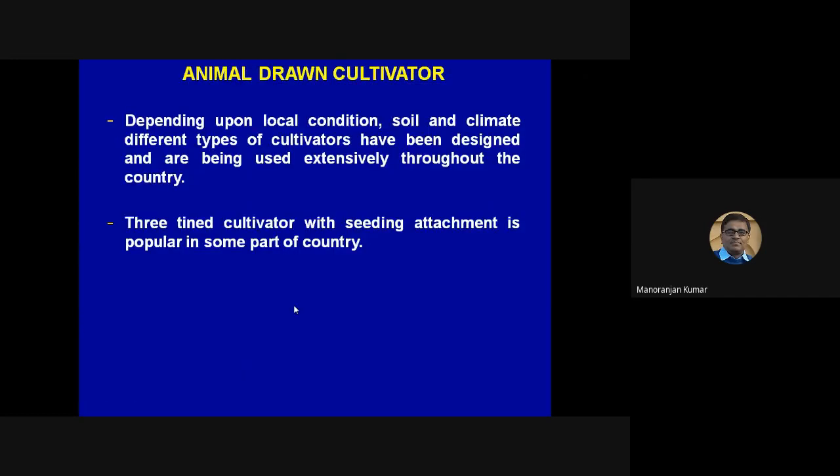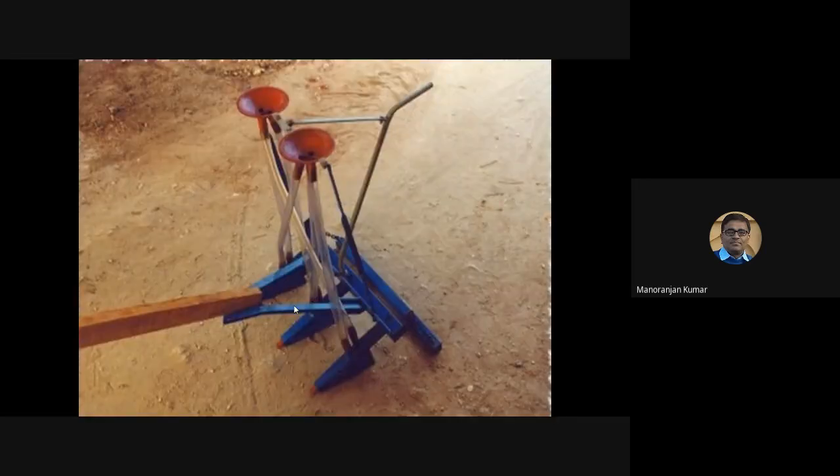Now the animal drawn cultivator. Depending upon the local conditions, soil and climate, different types of cultivators have been designed and are being used extensively throughout the country. The three-tine cultivator with seeding attachment is most popular in some parts of the country. Here you can see this is the cultivator, and also a seeding attachment is provided. Here one is for the seed and this is for the fertilizer.